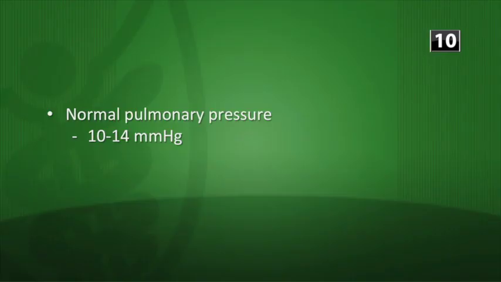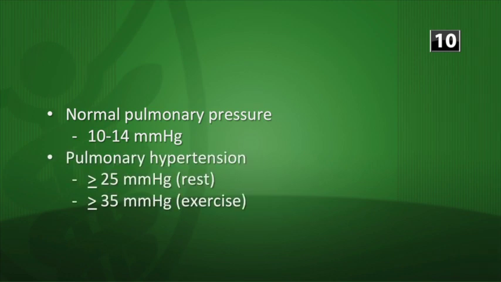Next question. What pulmonary artery pressures indicate pulmonary hypertension? So normal pulmonary artery pressure is usually about 10 to 14 millimeters of mercury. Pulmonary hypertension is greater than or equal to 25 millimeters of mercury at rest or greater than or equal to 35 millimeters of mercury during exercise.